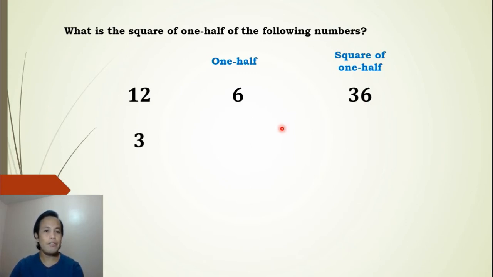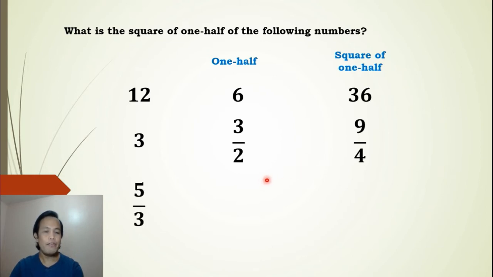Another number is 3. 1/2 of 3 is of course in decimal, we have 1.5. But we will not be using decimals here. We will be using the fraction. So 1/2 of 3 is 3 over 2. We just simply multiply 3 times 1/2. That would give us 3 over 2. Then the square of 3 over 2 is of course 9 over 4. That means 3 times 3 is 9 and 2 times 2 is 4.